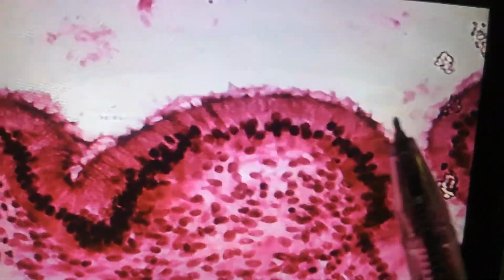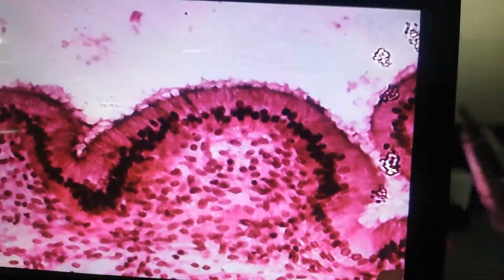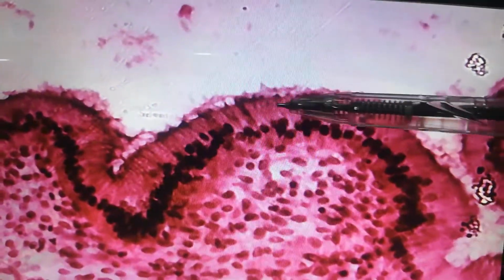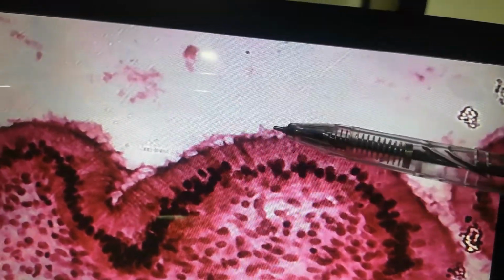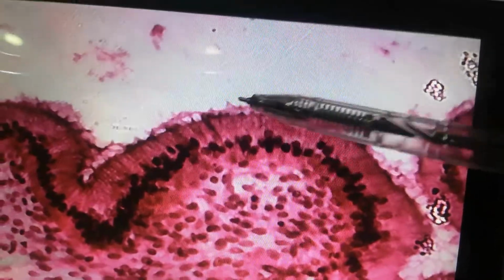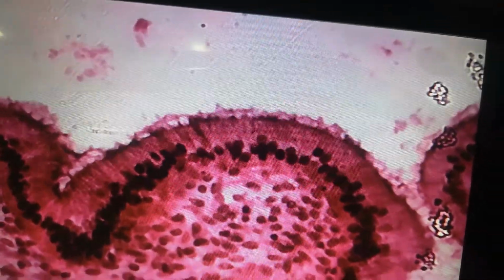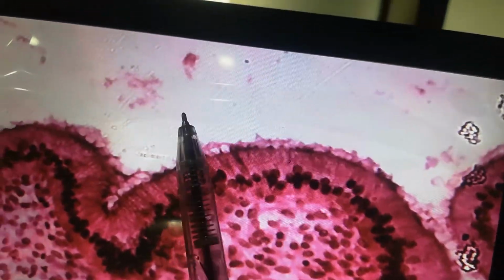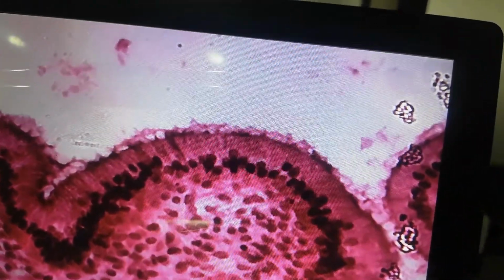Now let's talk about the cilia or the apical modifications. These are roughly the cilia of every cell, and their function is to sweep away the mucus which is containing the dust particles or the foreign body or bacteria or anything. These cilia are going to sweep it away from our respiratory system.